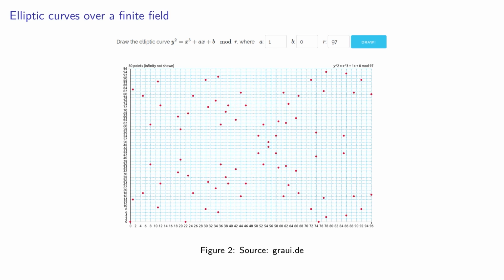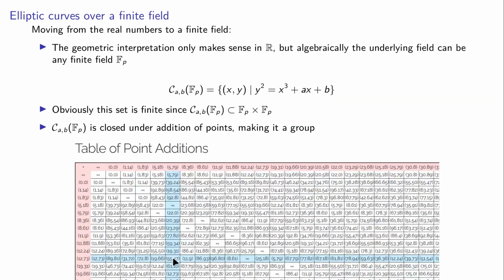So it doesn't look like a curve. The fact that we are using a finite field means that all the geometric intuition goes away. We can't see it there. So to recap, the geometric interpretation only makes sense over the real numbers, but algebraically you can change the underlying field to any finite field modulo p.